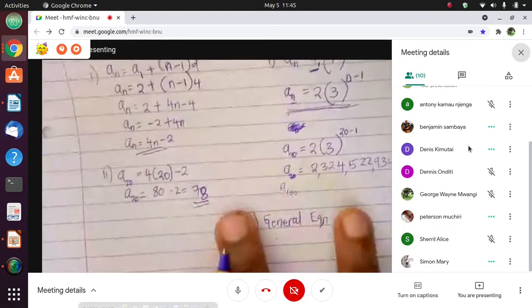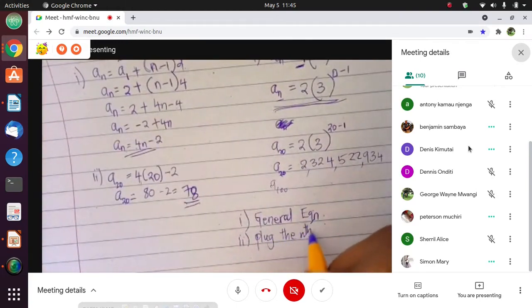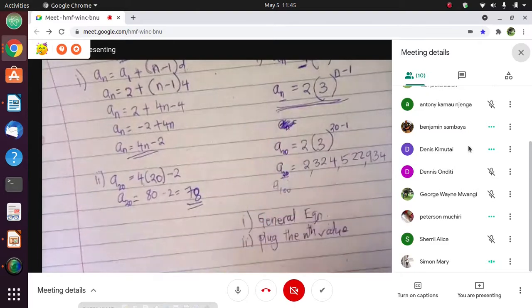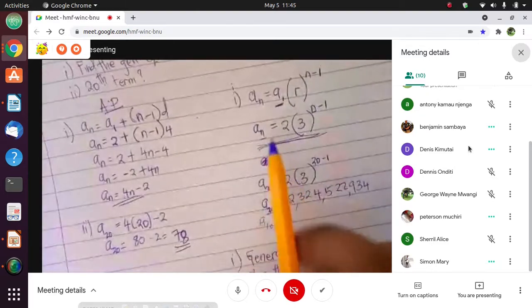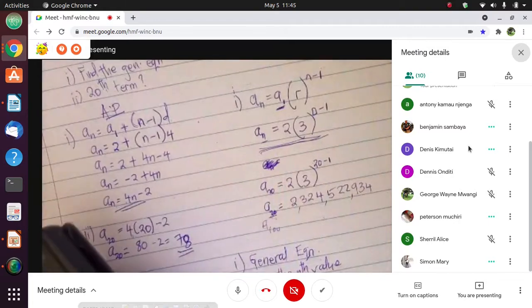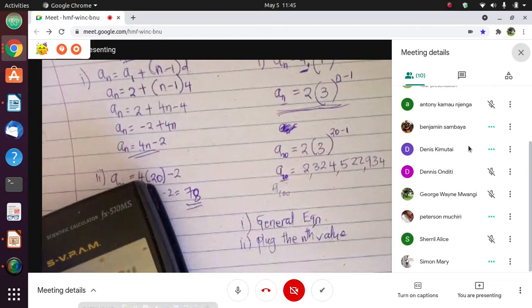Once you find the general equation of that sequence, then you plug in the nth value in that formula. In this case, we were told 20, so you plug 20 in that formula. If you are told to find the 8th term, first, let's find the 8th term in this sequence. What will be the 8th term in that formula?